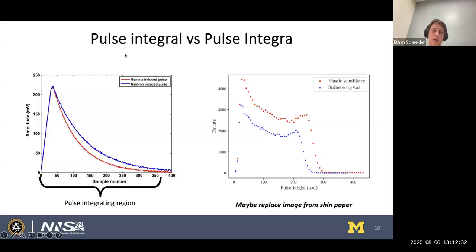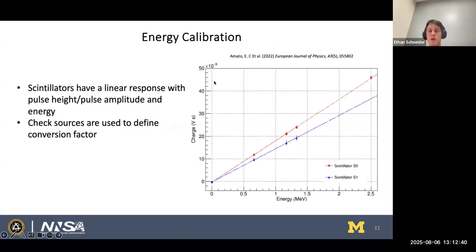You have to keep in mind that whenever working with a pulse integral and pulse amplitude, we will get a very similar result, but they'll just have a different scaling factor. In order to account for the scaling, we have to do an energy calibration. So our Compton edge will give us an idea of what voltage, so what pulse amplitude or what pulse integral, corresponds to a specific energy.